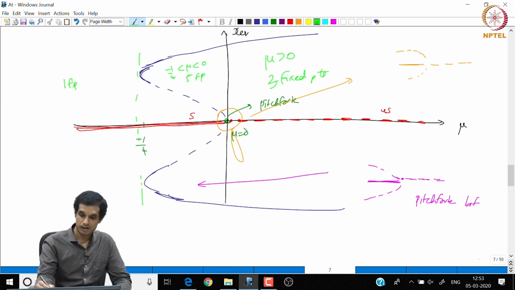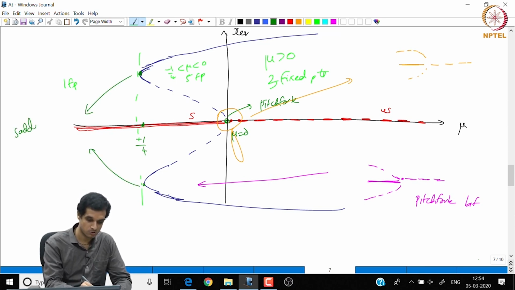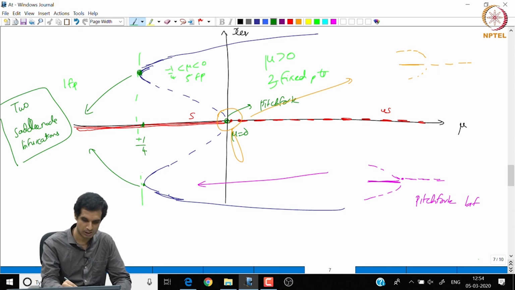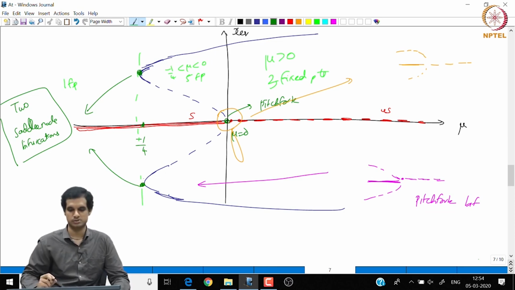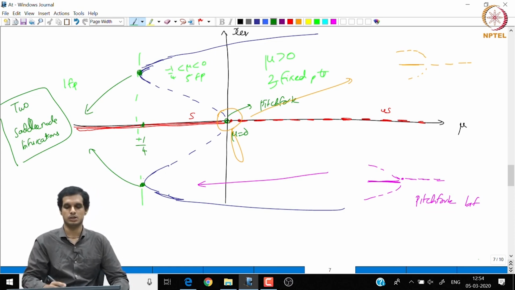Now, when mu is minus 1 by 4, we have 2 saddle node bifurcations happening simultaneously. If you put the mathematical conditions and check at x, mu, you will indeed find that these are two simultaneous saddle node bifurcations. So, this is the bifurcation behavior of the dynamical system.